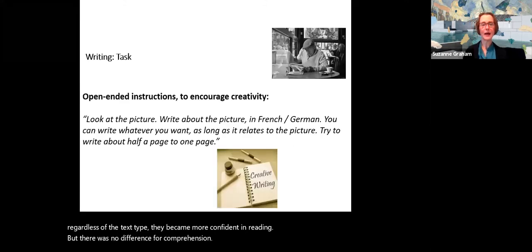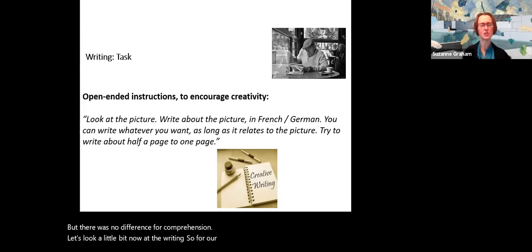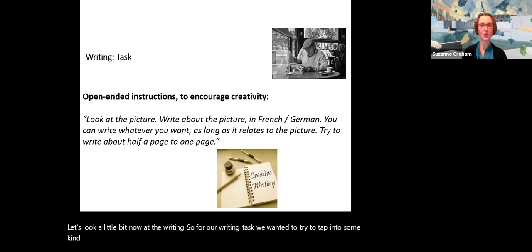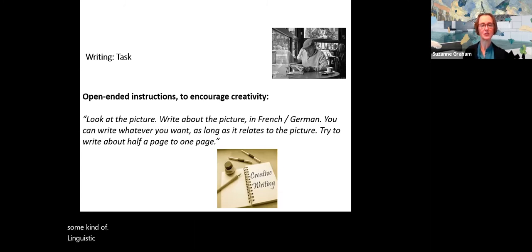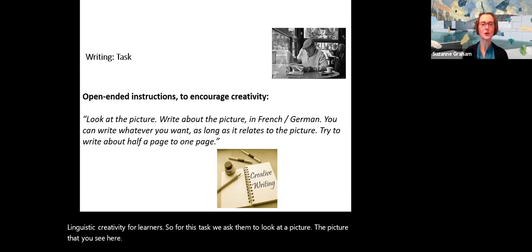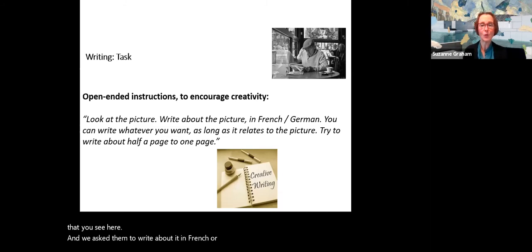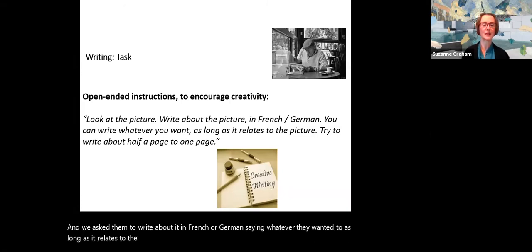Let's look a little bit now at the writing. For our writing task, we wanted to try to tap into some kind of linguistic creativity for learners. So for this task, we asked them to look at a picture, the picture that you see here, and we asked them to write about it in French or German, saying whatever they wanted to, as long as it relates to the picture. And they should write about half a page to one page.